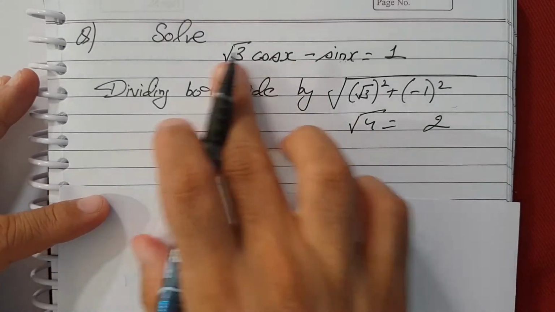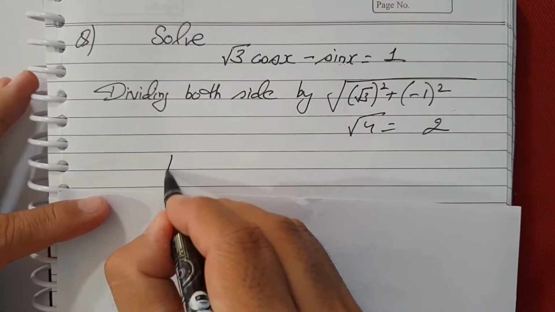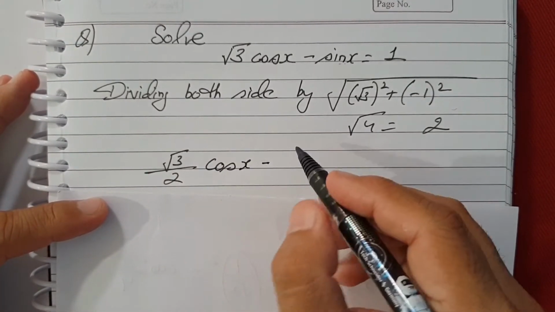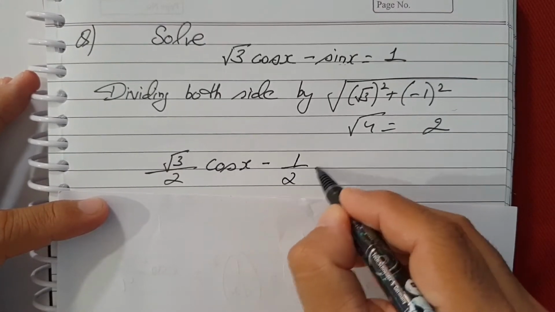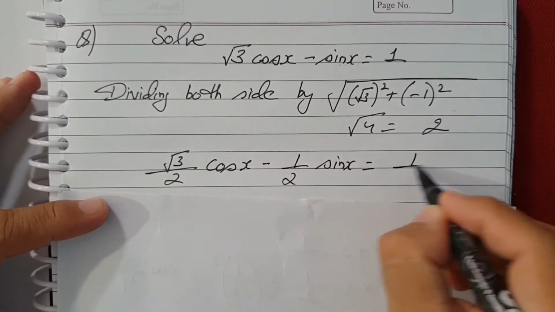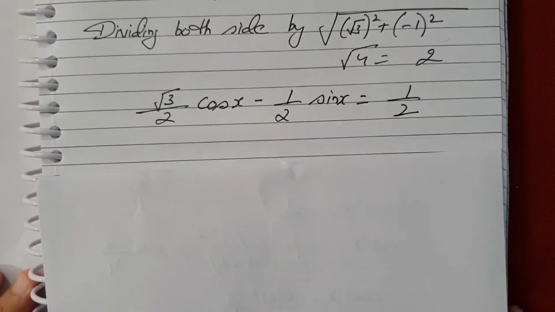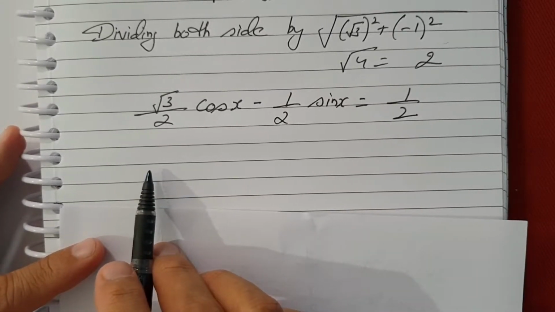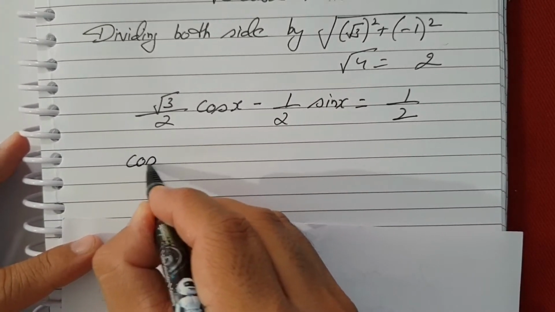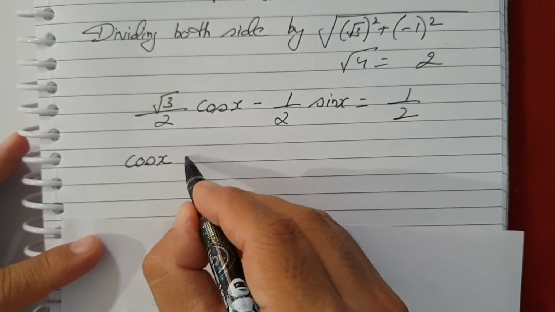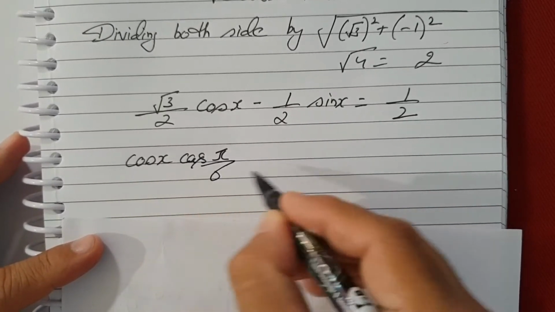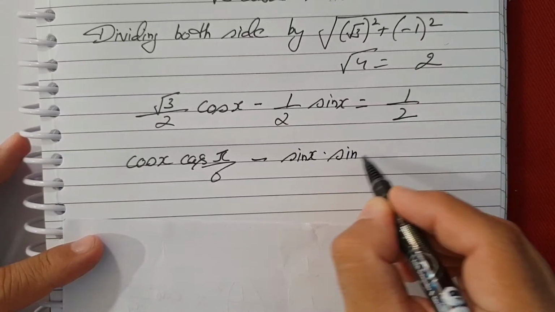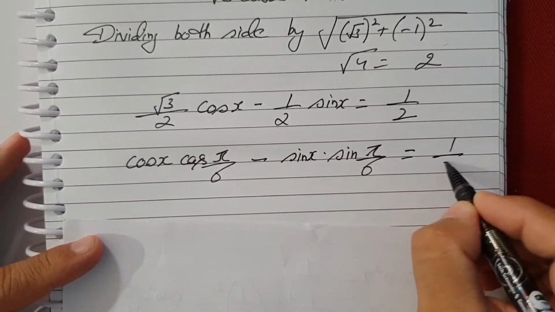Now dividing throughout by 2, you will get root 3 by 2 cos x minus 1 by 2 sin x equals 1 by 2. Now why have I done this? Because root 3 by 2 you can write as cos pi by 6. So you write cos x times cos pi by 6 minus sin x times, what is 1 by 2? Sin pi by 6.